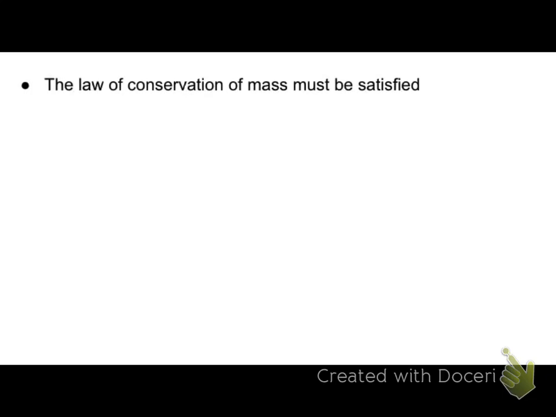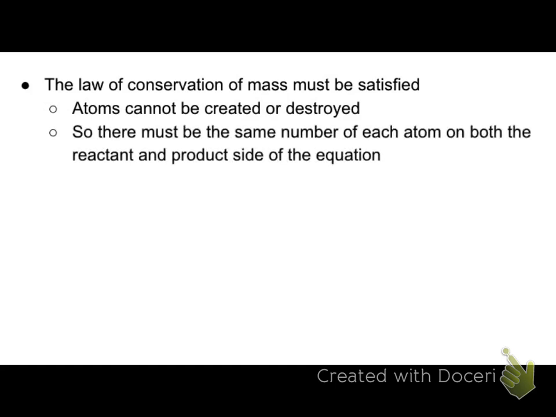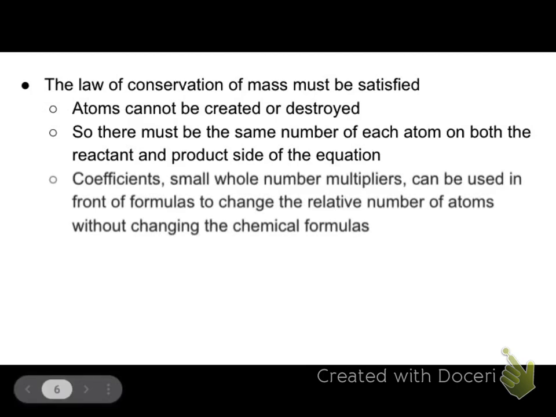The law of conservation of mass must be satisfied. This is the last and one might say most important thing required in order for your equation to be considered correct, is your equation has to obey the law of conservation of mass. Which means we can't create or destroy atoms, so there must be the exact same number of each atom on both the reactant and product side of the equation. Coefficients, which are small whole number multipliers, can be put in front of formulas and change the relative number of atoms without changing the chemical formulas.